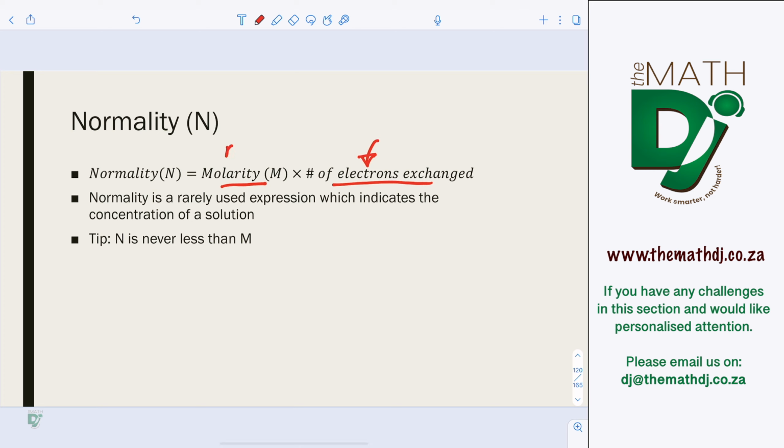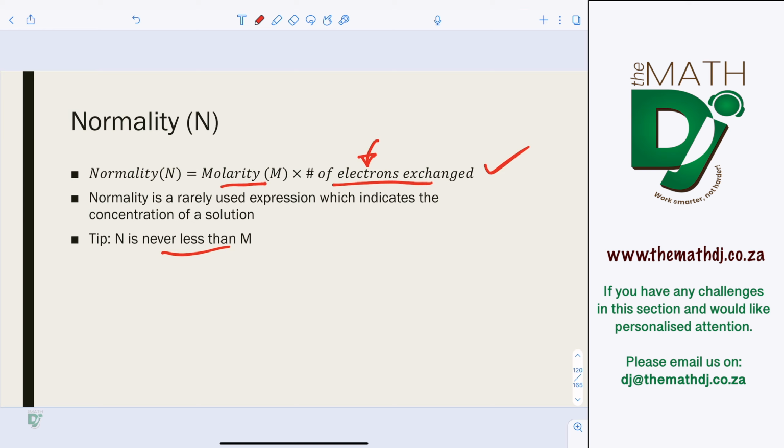So the minimum it can have is 1. If there's 1 electron released, as you can see, it becomes 1M. So that's why we're saying it can never be below the molarity. So this is just a formula to remember.